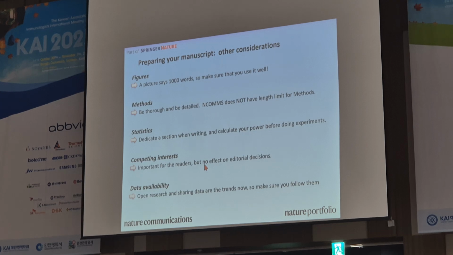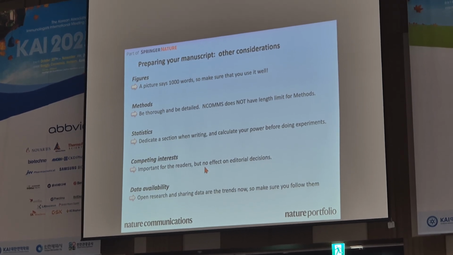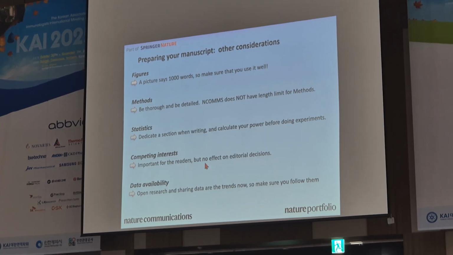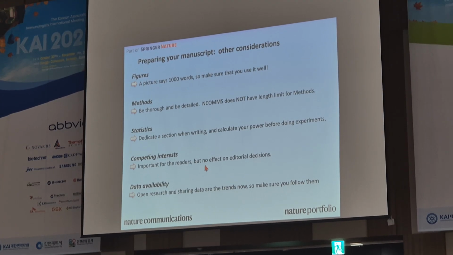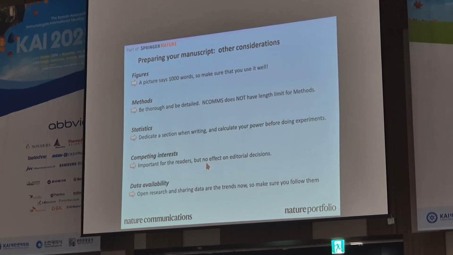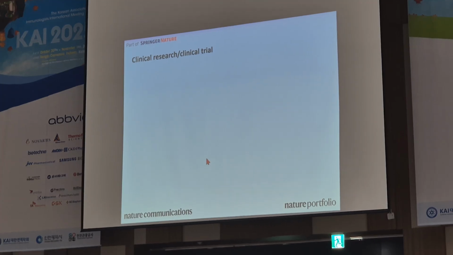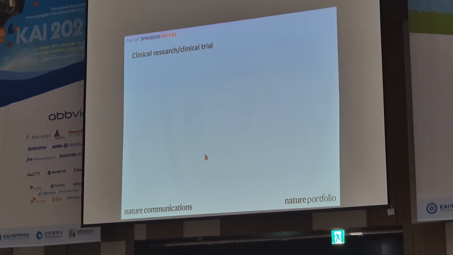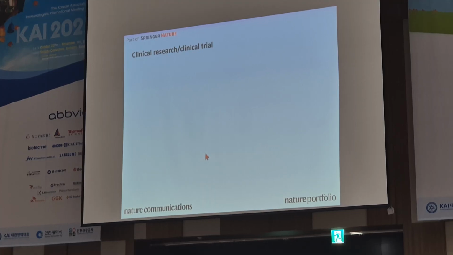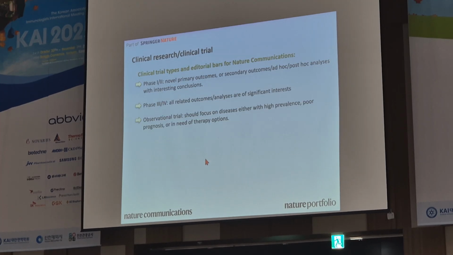And finally, data availability, and this again goes back to reproducibility. I think we believe that open research and sharing data is a trend now, and it also helps reduce redundancy and waste of scientific money. So we do ask you to be very transparent in this aspect. Now, like I mentioned, we recently tried to push for a lot of clinical researchers, so I think it might be worthwhile to mention a few things.